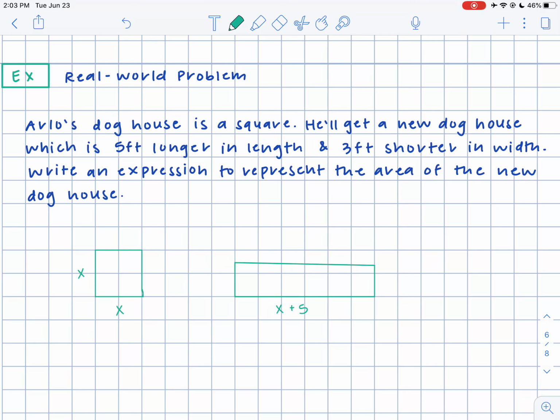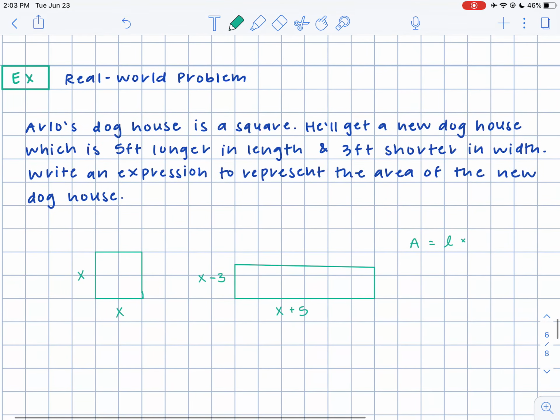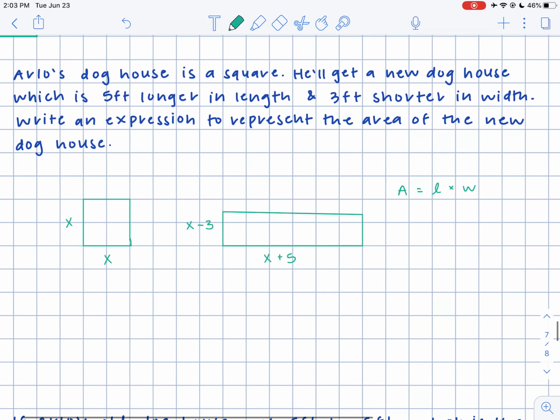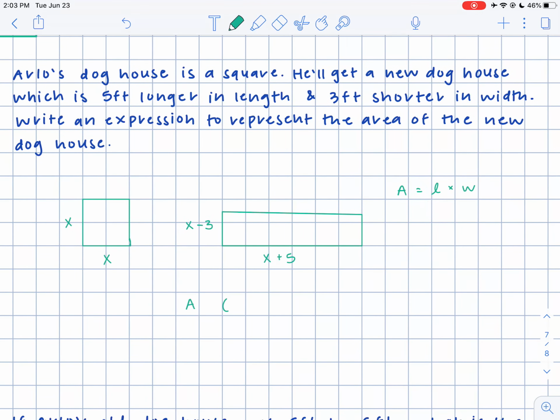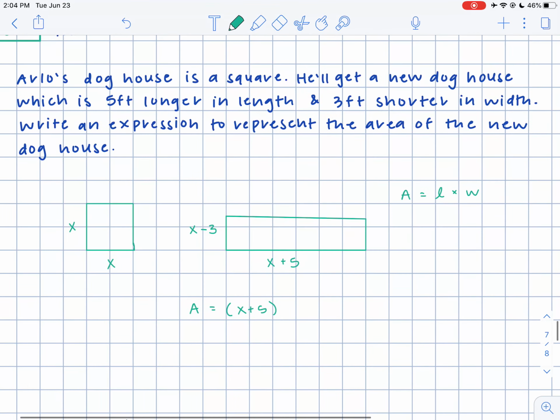And now what is our new width? Well, our old width was x, and our new width is 3 feet shorter, which means we have to subtract 3. So our new width will be represented by x minus 3. And now we are asked to write an expression to represent the area of the new doghouse. Remember, area is just length times width. And our length is x plus 5, so area equals x plus 5, which is our length, and we'll multiply it by our width, x minus 3.